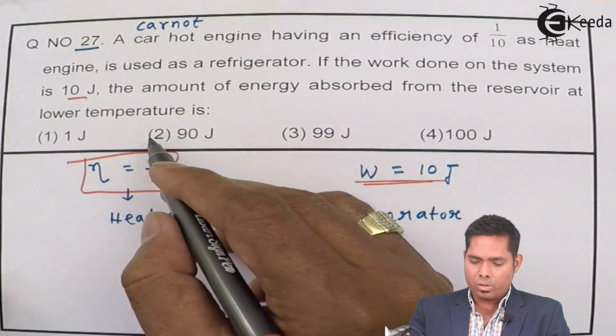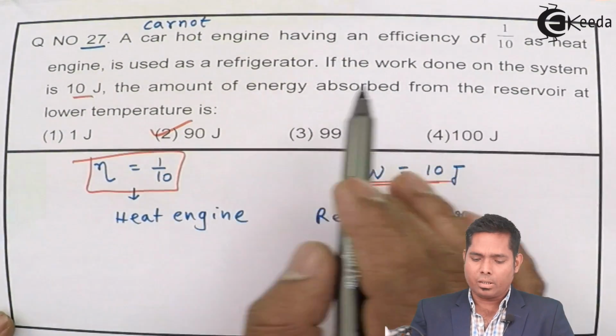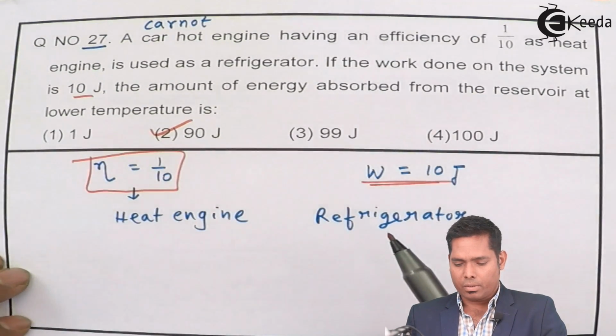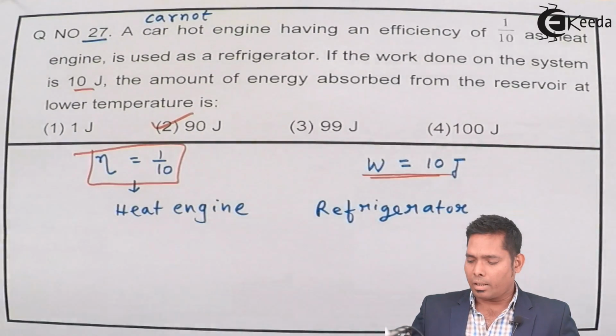So this one, the amount of energy absorbed from the refrigerator at the low temperature, how much? This is 90 joule, and this is exactly what we got here, which is 90 joule. Okay, that is the answer to this question.